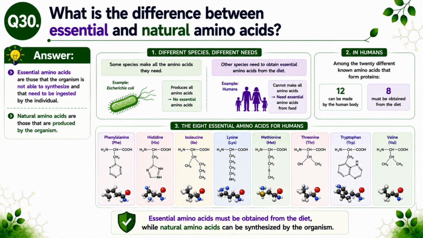Among the 20 different known amino acids that form proteins, humans can make 12 of them, and the remaining 8 need to be taken from the proteins they ingest with food. The essential amino acids for humans are phenylalanine, histidine, isoleucine, lysine, methionine, threonine, tryptophan and valine.